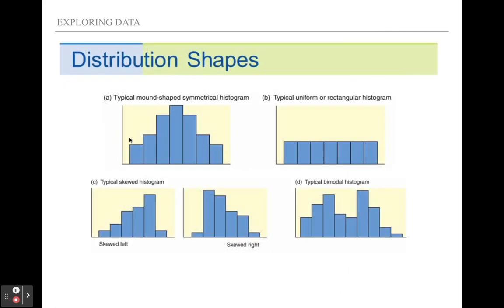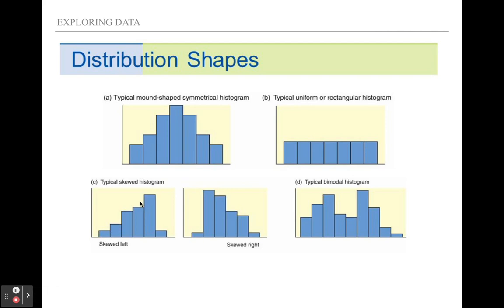So here are some common shapes. This is one of the most commonly seen shapes here. It's a typical mound-shaped symmetrical histogram. Symmetrical just means it's like a mirror image on the left and the right. It peaks somewhere towards the middle. We might also call this bell-shaped. This is a typical uniform or rectangular histogram where every bar is about the same height. They don't have to be perfect like this, but if they're roughly the same height, we call that uniform. These are very important to understand which is which, and it's easy to confuse them.